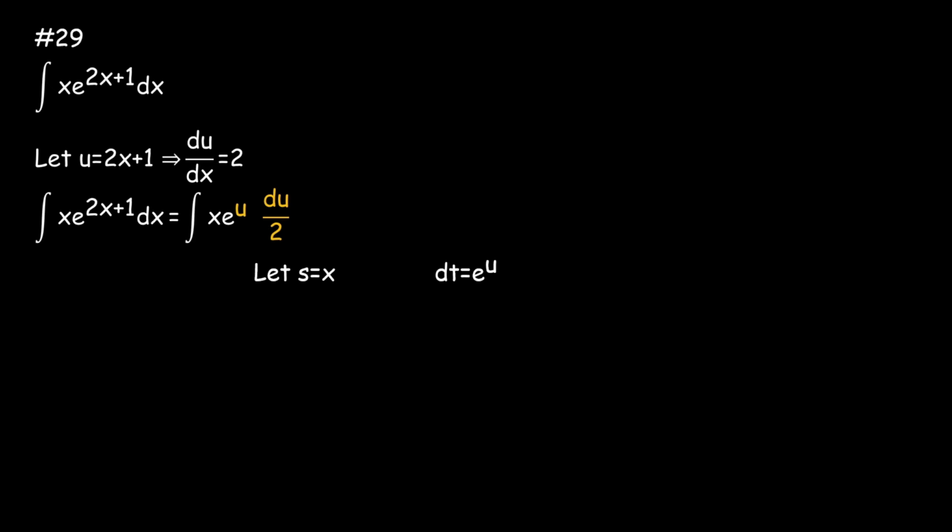Now if s is equal to x and dt is equal to e to the power u, which is integration by parts, ds over dx equals 1, and then t will equal the integral of e to the u, which is still e to the u, right?